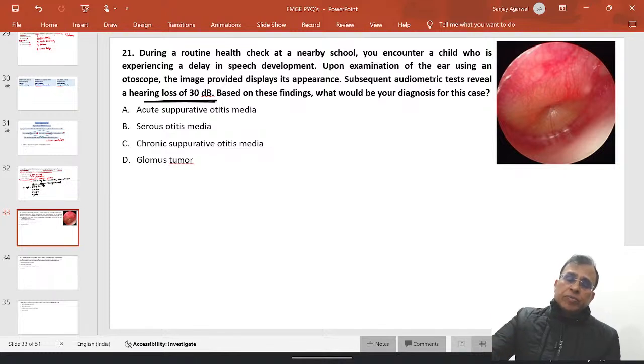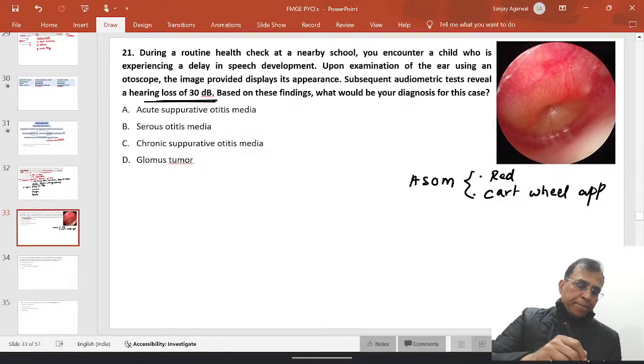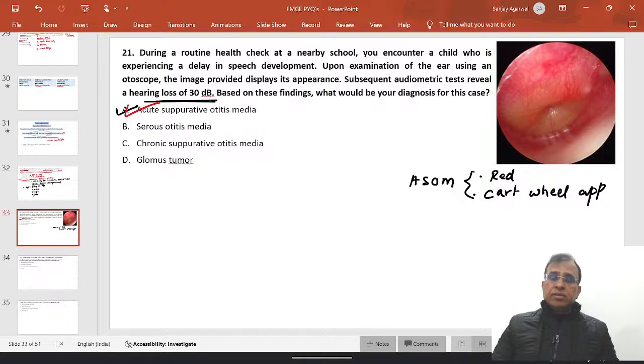Now what you see is a red membrane with a pimple like thing in the center. This is called cartwheel appearance. This finding is described as cartwheel appearance. And cartwheel appearance with red tympanic membrane is a feature of acute suppurative otitis media. So straight away, this has to be ASOM. Very typical presentation and the look of the tympanic membrane.